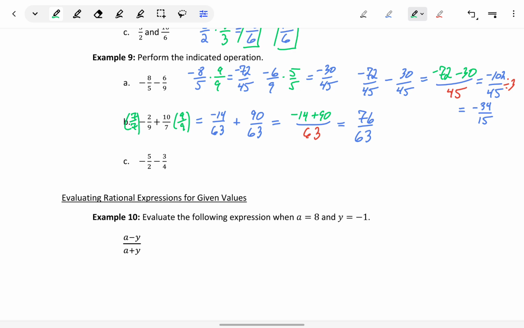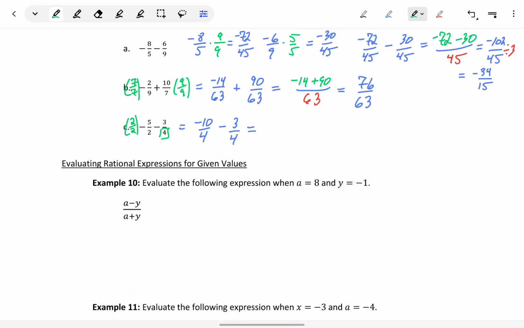In part C, our least common multiple of 2 and 4 would be 4. So the first fraction needs to be multiplied by 2 over 2, but the second fraction already has that common denominator. So this will become negative 10 over 4 minus 3/4, which stays the same. We subtract our two numerators divided by that common denominator, and we get negative 13 over 4 as our final answer.